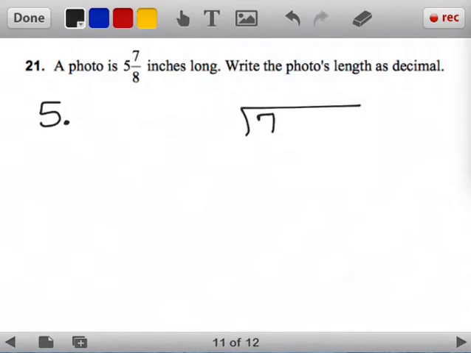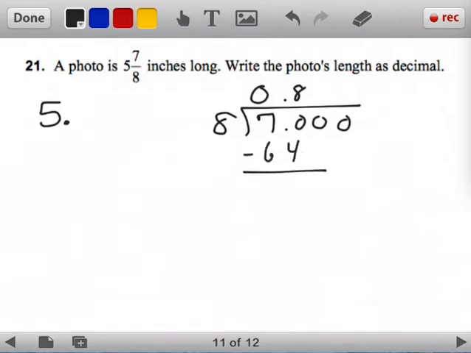7 divided by 8. 0, 0. Bring my decimal point up to the line. 8 goes into 70? No. 8 goes into 700? Yes. And it goes 8 times. 64. And I get 6. Bring down a 0. 8 goes into 60. And you might notice that this eighths family, they terminate. They're terminating decimals. So get this 4, bring down my next 0.